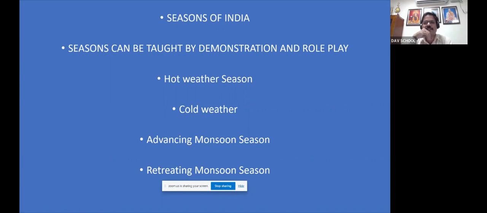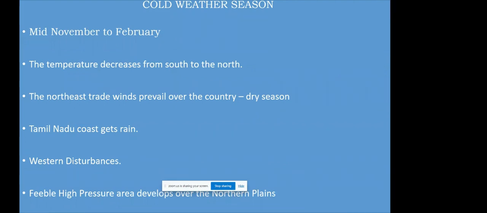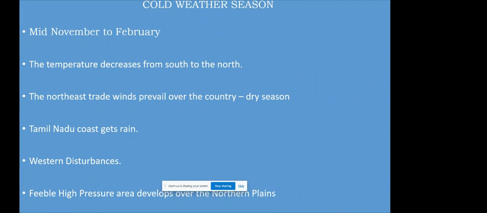So how to teach these seasons? By demonstration and role play. A child can act as a season and explain to the other children what the important features of that particular season are. A teacher can demonstrate with the help of drawings. Shall we go on to the first one, the cold weather season? Yes, sir. When do we have the cold weather season in India? Which months do we have the cold weather season in India?